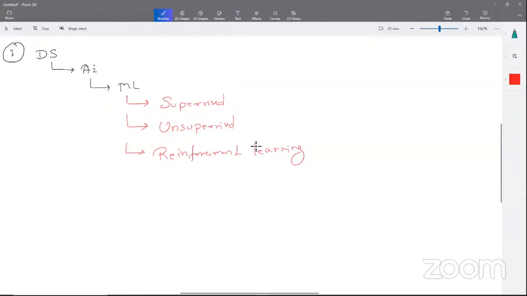But let's again quickly recap the definition of data science. Data science is all about extracting actionable insight, information, or knowledge from data in an automated way. AI is where we try to mimic human intelligence, and machine learning is nothing but a subset of AI, where we try to enable machines with human level intelligence using some data.